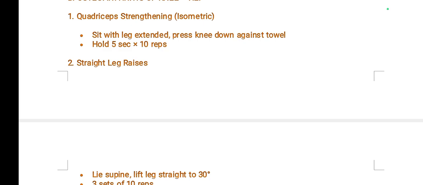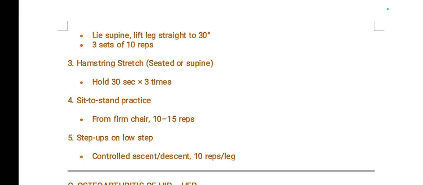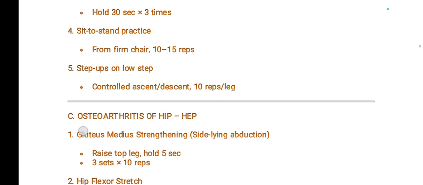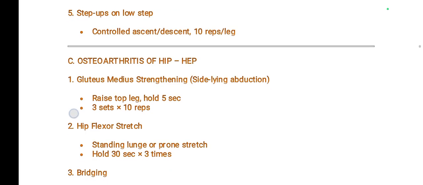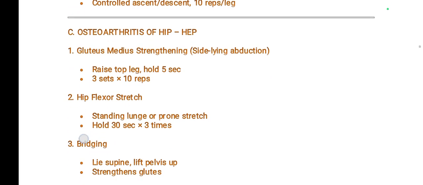Straight leg raise. This is for knee HEP, okay? Lie supine, lift leg straight to 30 degrees, 3 sets of 10 repetitions. Hamstring stretch, seated or supine. Hold 30 seconds, 3 times. Sit to stand practice from a firm chair, 10 to 15 repetitions. Step up on low step. Controlled ascent and descent, 10 reps per leg.